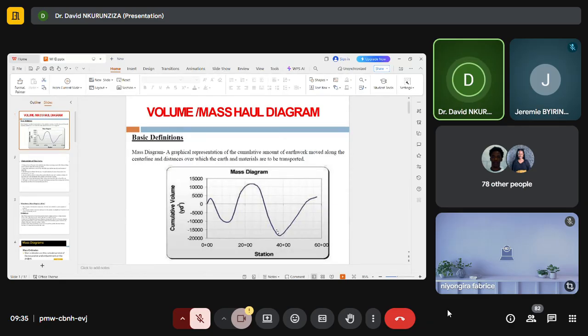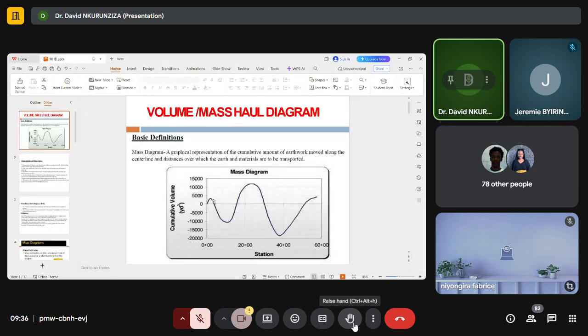Are you together, class? Look, I'm explaining the characteristics. You see this point here. This is what we call the point of zero slope. Here, how many points of zero slope do we have? 1, 2, 3, 4. So these points of zero slope will be indicating that we are now changing from cut to fill or from fill to cut.